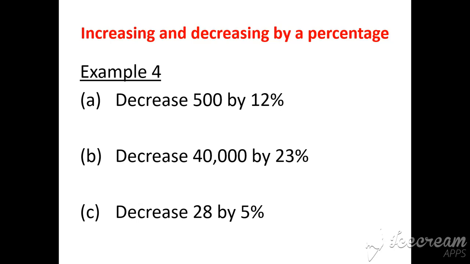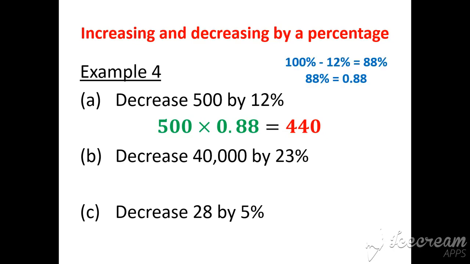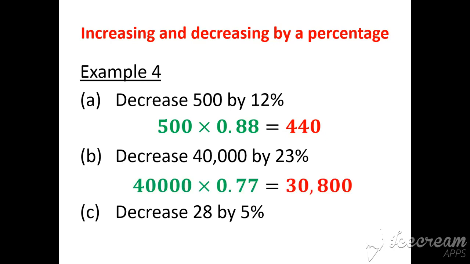Right, so here are the last three examples. How do I decrease 500 by 12%? Well, I go 500 times 0.88, giving me the answer of 440. Where did 0.88 come from? Well, I just quickly worked out 100% minus the 12% gives me 88%, which is equivalent to 0.88. Right, 40,000 times 0.77 is the quick way. And how did I get 0.77? I went 100% minus 23%, leaving me 77%, which is 0.77 as a decimal.